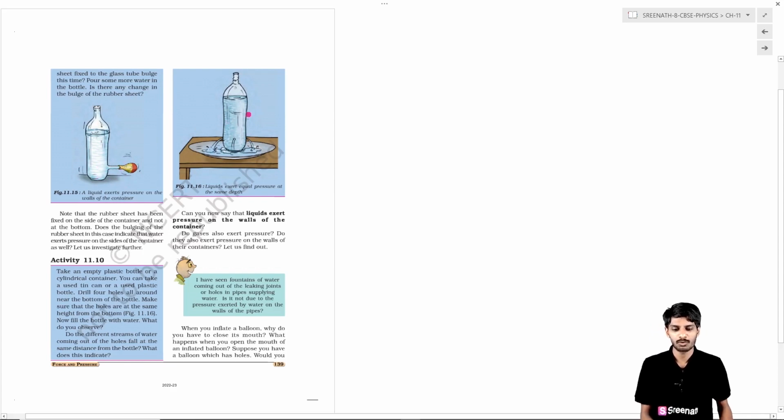And if you take another plastic bottle and make holes with the same diameter at the same height, what will you observe when you pour water? All will flow in the same streamline, all will fall at the same distance from the bottle, which means that pressure is the same at all points at the same depth, in a depth, at all points at the same height.